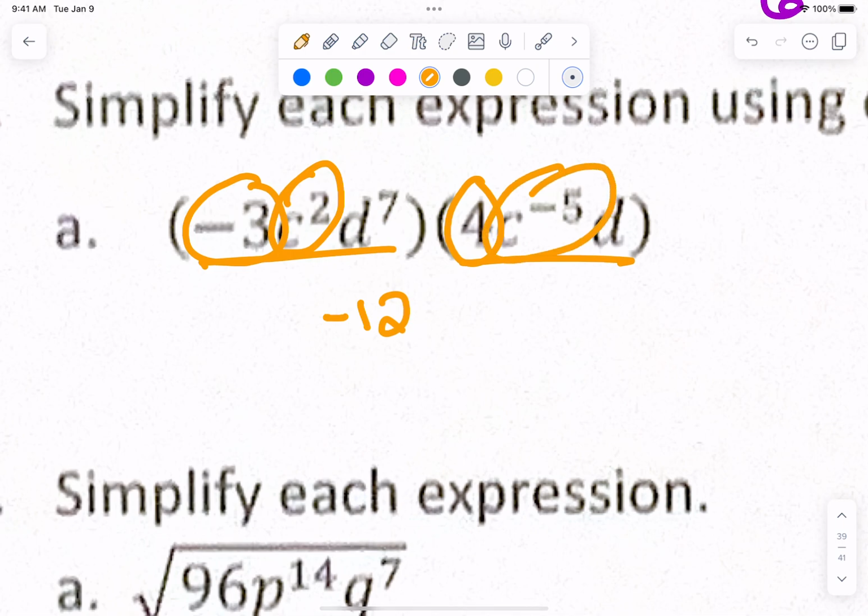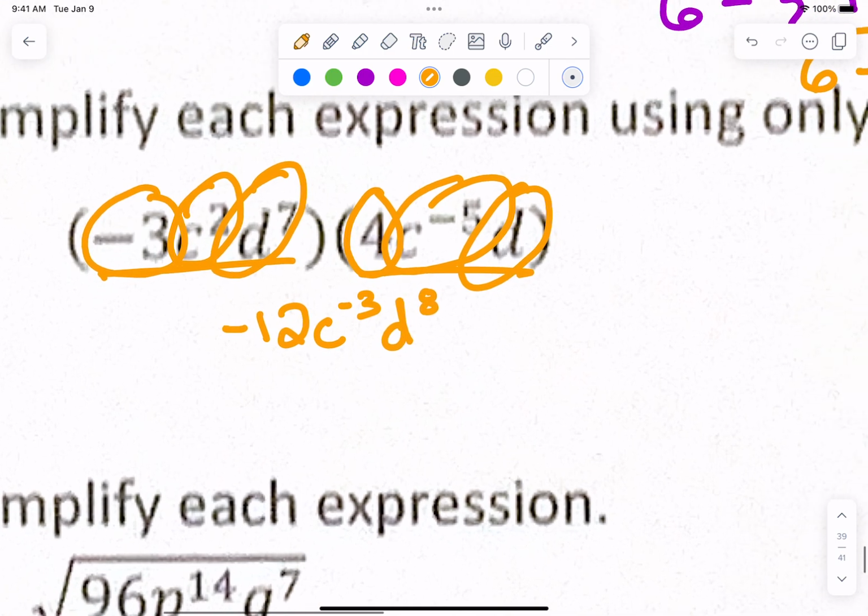C squared and c to the negative 5th. Is it negative 3 or negative 10? You're adding, so negative 3. I just had to make you think, though. Okay, d's. I have 7 here, and I have a d to the first power there. So d to the 8.